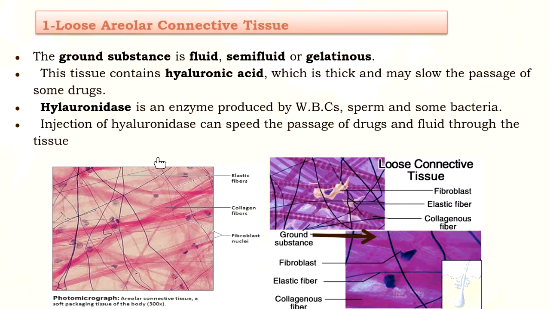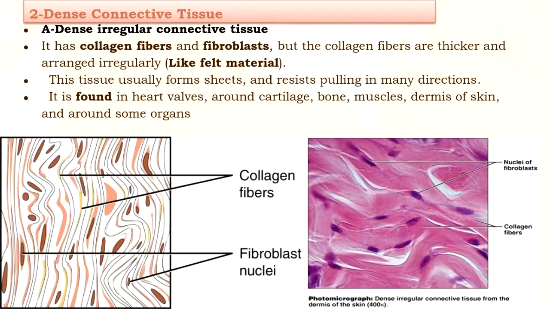The third is dense connective tissue. Again, the classification is on the basis of arrangement of the fibers. In case of dense irregular connective tissue, it has collagen fibers and fibroblasts, but the collagen fibers are arranged irregularly. See here, the collagen fibers are arranged in the first pictorial presentation. They are arranged irregularly, and these are the fibroblast cells.